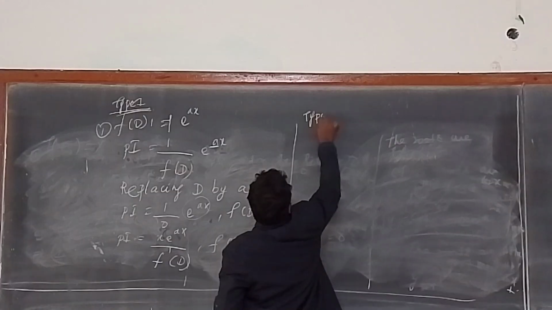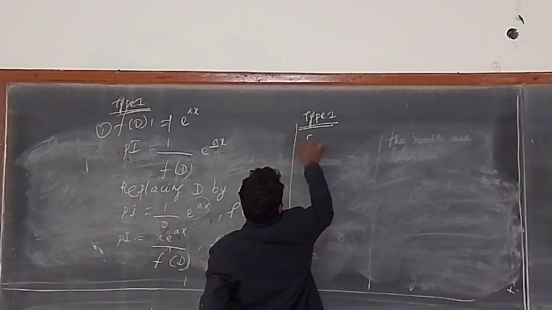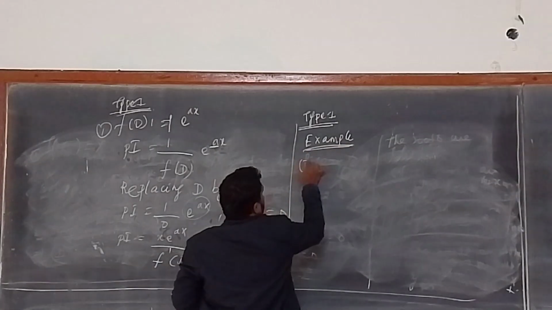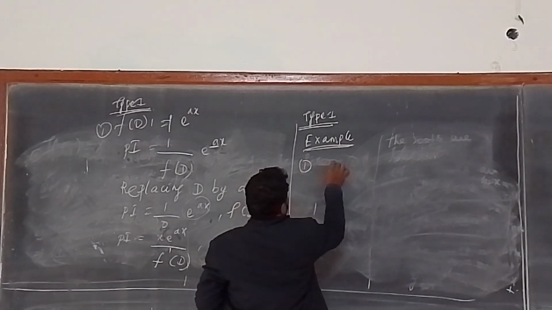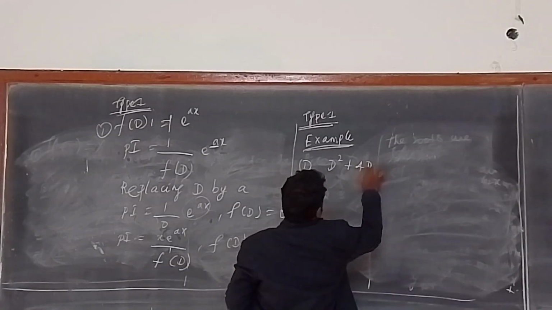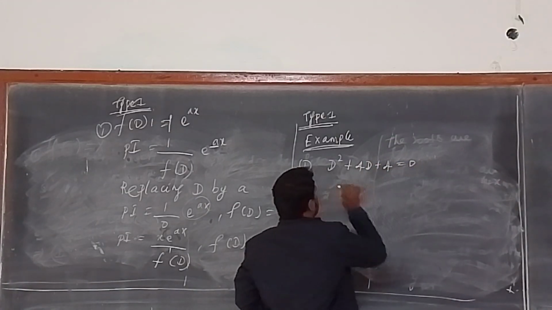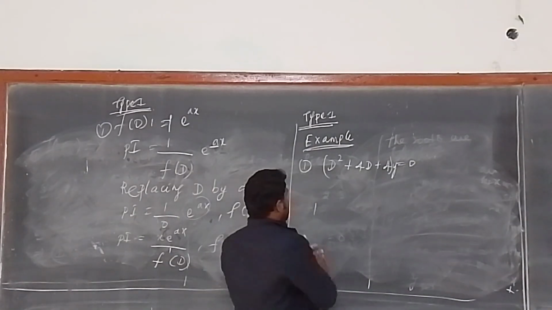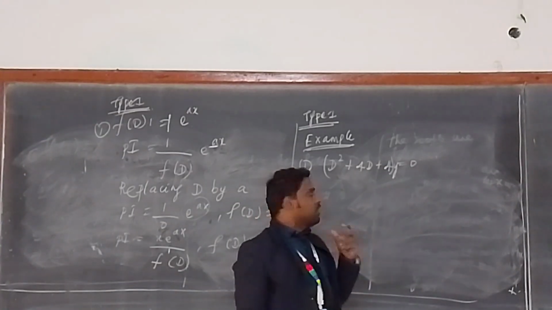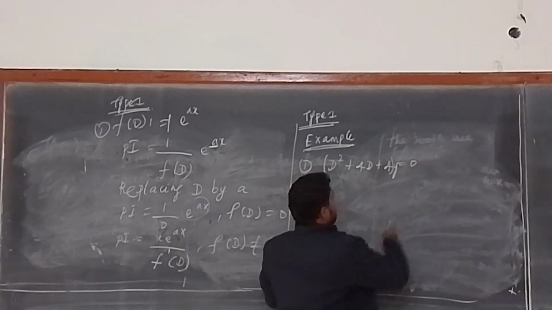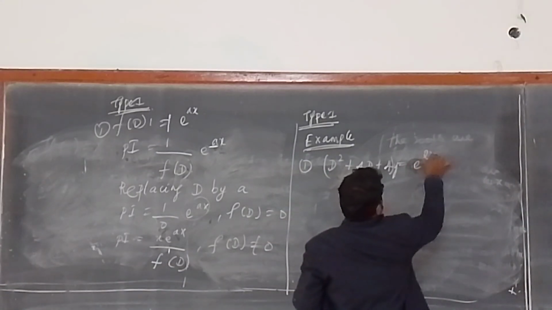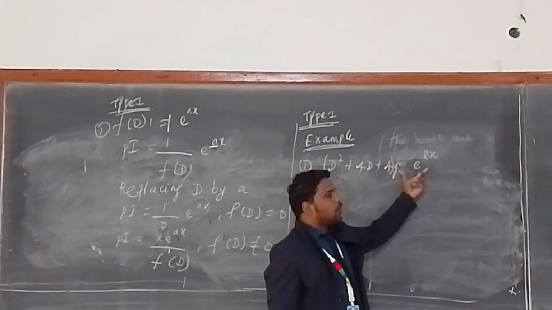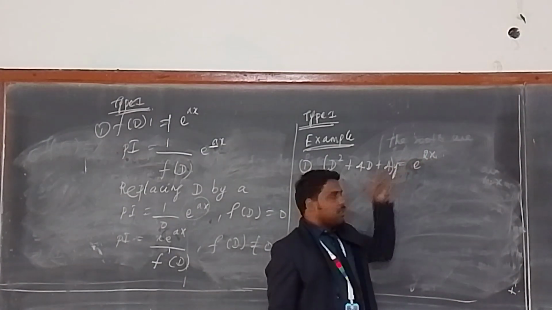So type 1, let's see the examples. Type 1 is the exponential function. First, we take the same problem. Suppose we have D square plus 4D plus 4 into y equal to 0. How do we solve it? The right-hand side is e to the power of 2x. Exponential means that is called type 1.